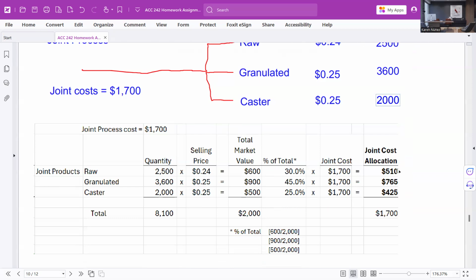We're going to allocate 510. And then 900 divided by 2,000 is 45%. Times 1,700, we're going to allocate 765. And then lastly, the 500 divided by 2,000 is 25%. We're going to allocate 425.